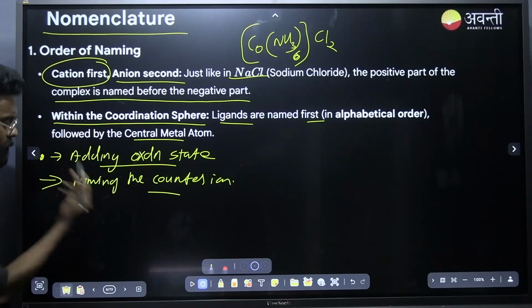Have you understood the rules? We'll be discussing it with some examples. All of you try it. I will be giving some examples.